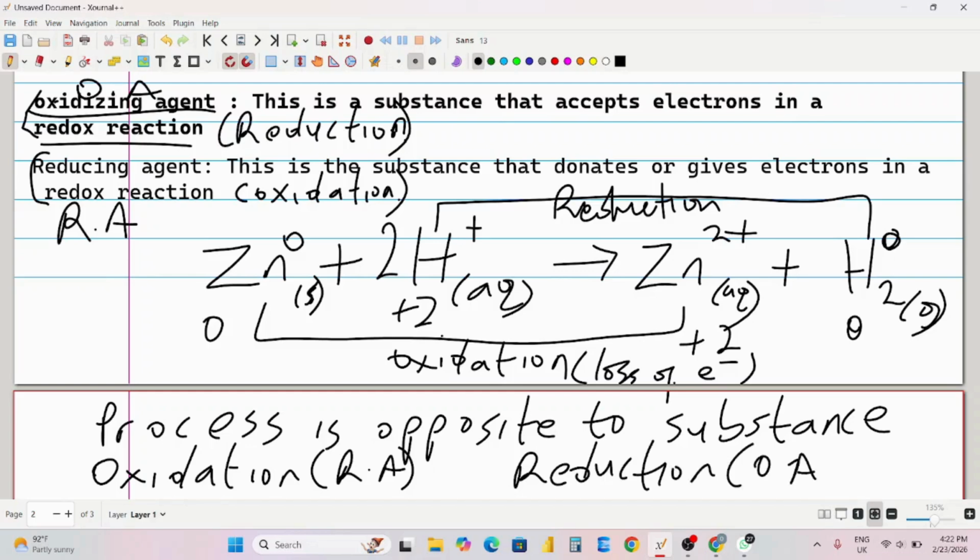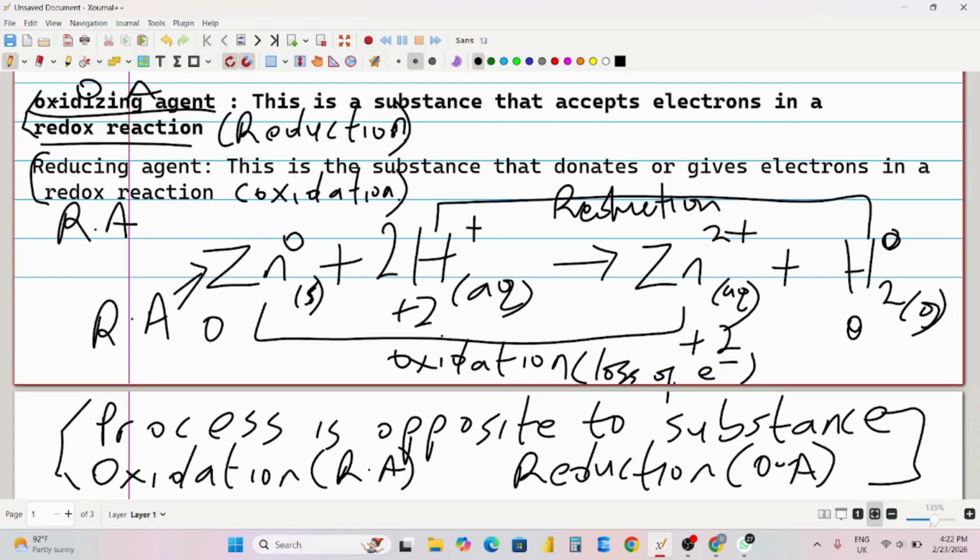So I think if you remember this, no matter how hard the questions are, you'll be able to wiggle your way and choose the right one. So obviously our zinc is our reducing agent, while our hydrogen ion is our oxidizing agent.